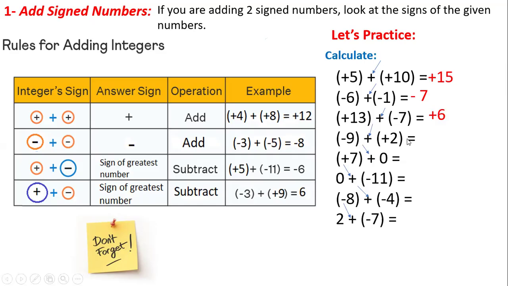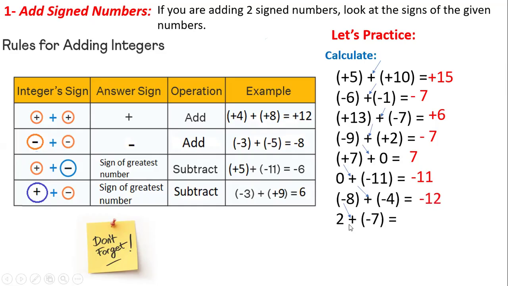Minus 9 added to plus 2. Also a negative added to a positive. My answer takes the sign of the greatest. Since 9 is the greatest and its sign is negative, my answer will be negative and I subtract. 9 minus 2 is 7, so minus 7. Positive 7 plus 0. If I'm adding a positive number to 0, my answer will not change. It will be 7, or positive 7. 0 plus negative 11, also adding 0 to any number gives me the number itself. It's minus 11. Minus 8 plus negative 4. I'm adding two negative numbers. My answer will be negative and I add 8 plus 4, so it's minus 12.